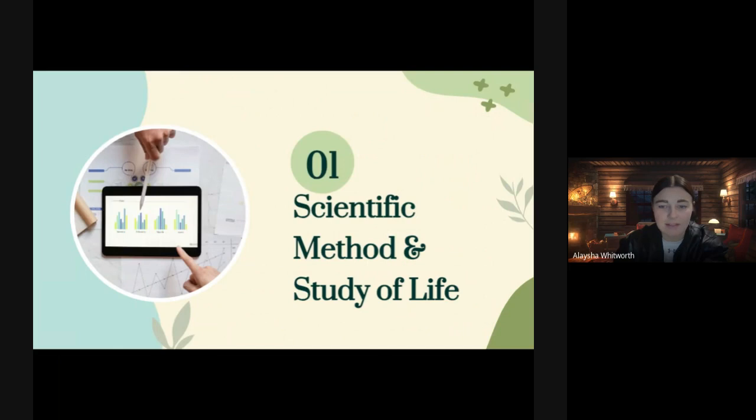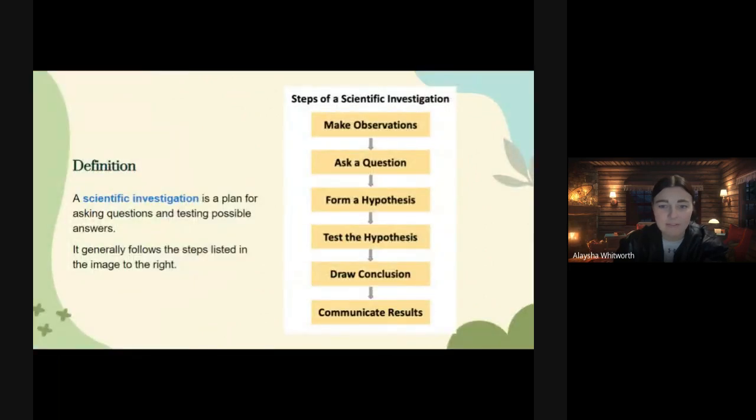Scientific method and study of life was our first one. The definition is it's a plan for asking questions and testing possible answers. It generally follows the steps listed in the image to the right. So it starts off with some sort of observation, things that we're seeing happening. And then from there, we wonder kind of like what's going on. Can we ask a question like that?